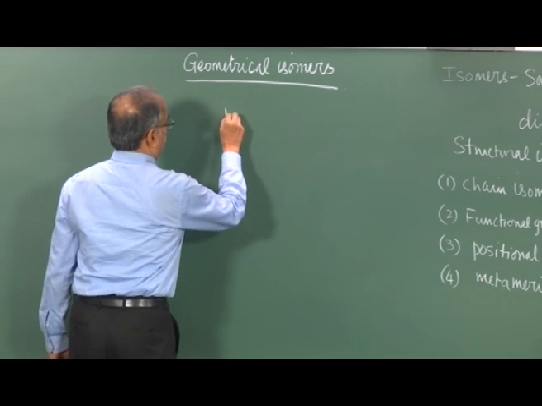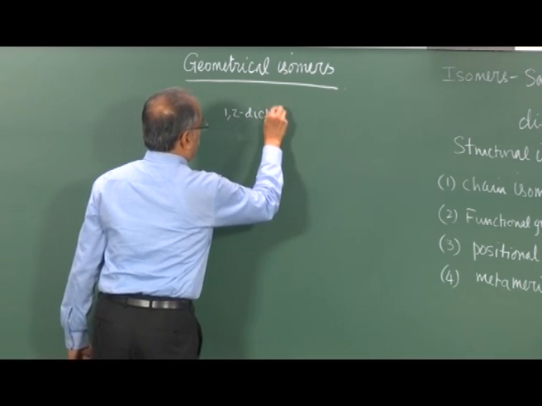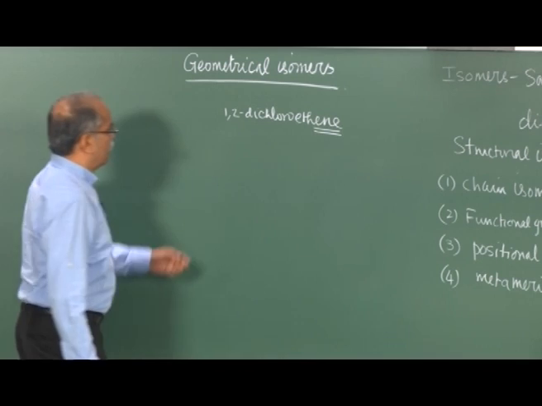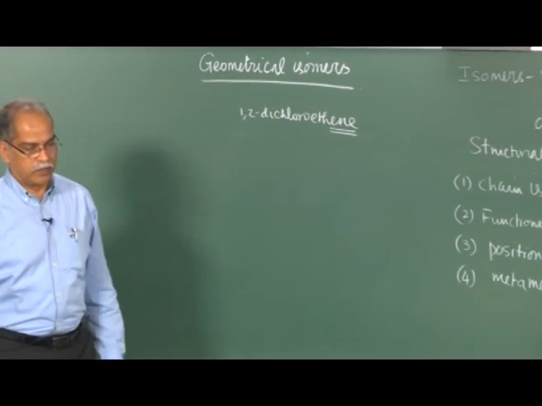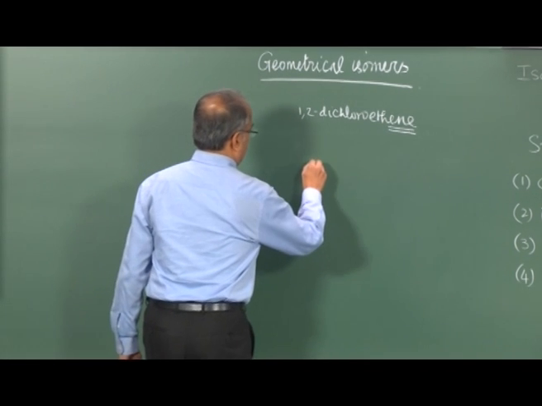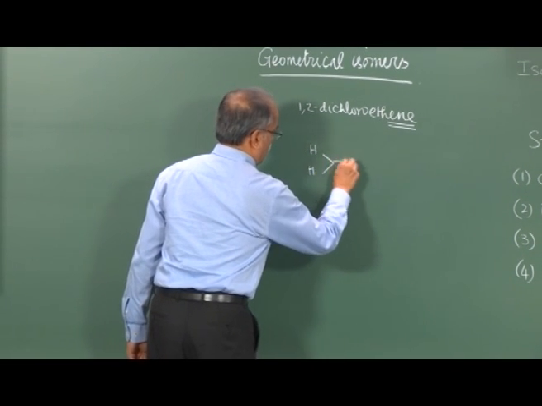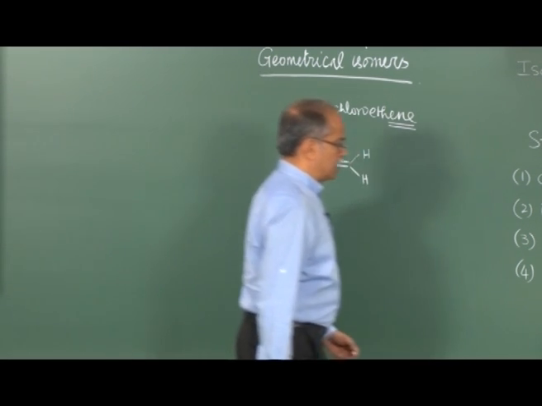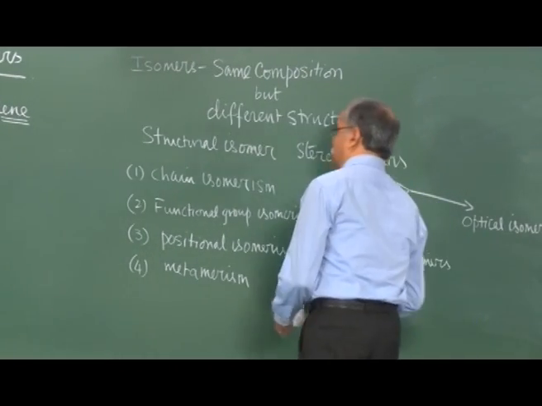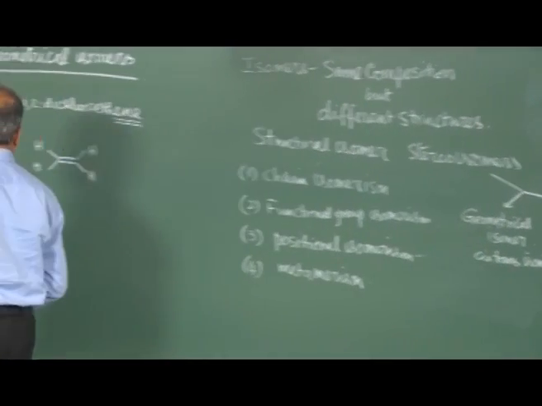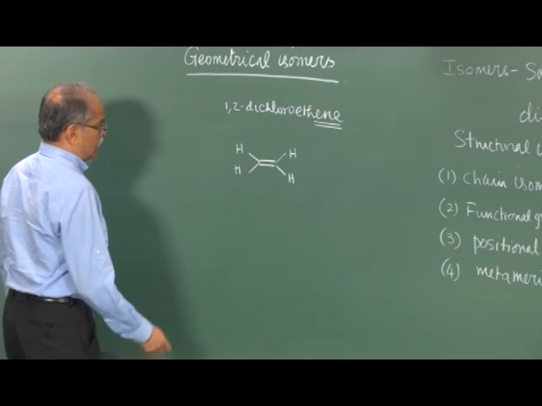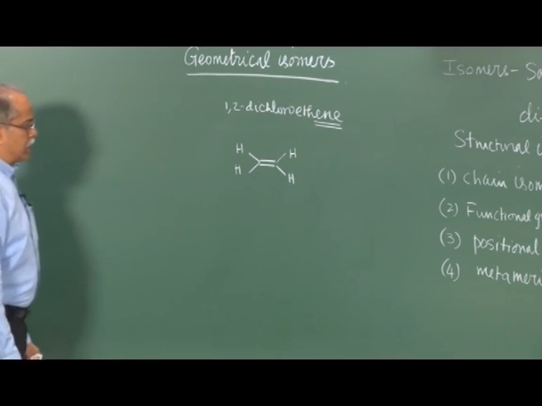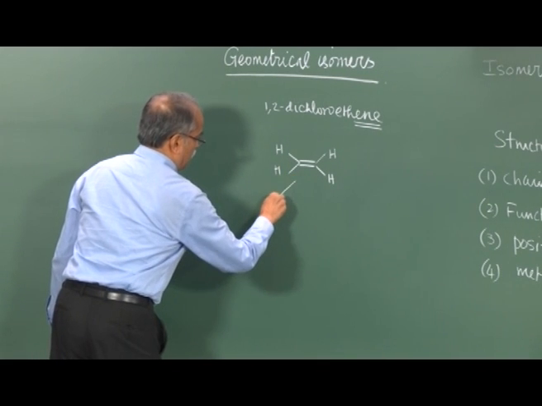Now, if you consider 1,2 dichloroethene, this is an alkene and it has a 1,2 dichloro substituent. Now, let us say for example, ethylene is this molecule, this is the structure of ethylene. If you remove two hydrogens and put two chlorines, then you get 1,2 dichloroethylene. Now, the question arises whether you would replace these two hydrogens or these two hydrogens, because that matters in terms of the structure that is obtained.